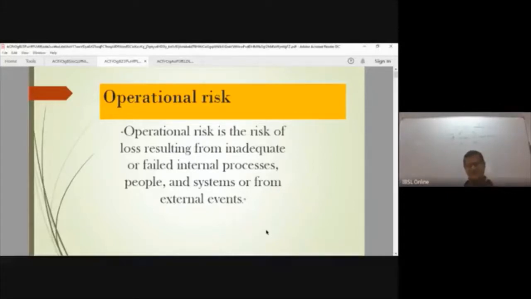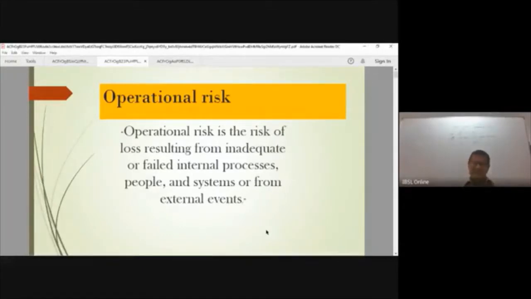So operational risk is the risk of loss resulting from inadequate or failed. Remember, these words are important because inadequate or failed internal processes. If the processes are run smoothly, nothing will happen. Operations will go smoothly. If processes in the bank are not sufficient, or existing ones fail, that will offer risk. Those risks are called operational risk.